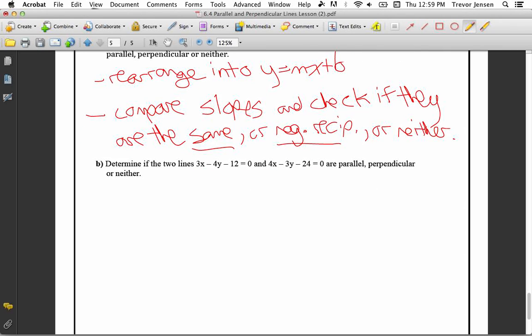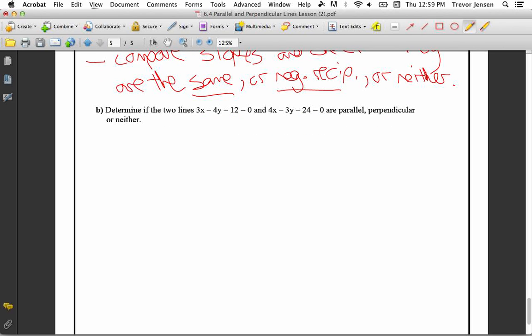And how would we determine? So now part B actually says determine if the two lines are parallel, perpendicular, or neither. Sure, let's do that. So let's rearrange the first line into y equals mx plus b form. So I'll isolate the term with the y. So get the negative 4y by itself, move the 3x to the other side, becomes a negative 3x, move the minus 12 over, becomes a plus 12.